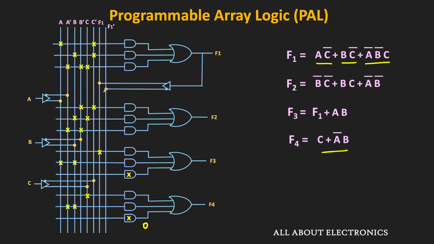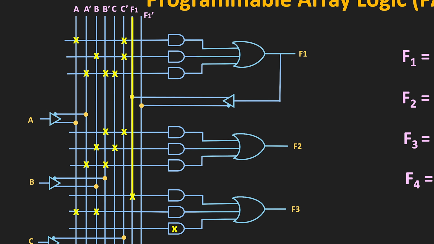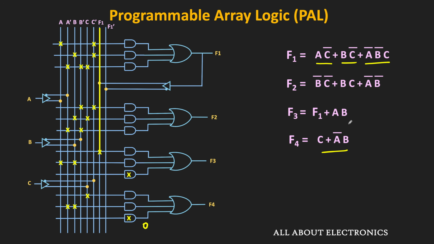So to implement this function F3, as you can see, the input F1 which is coming from the first output is connected to the first AND gate. That means the output of this first AND gate is equal to AC bar plus BC bar plus A bar B bar C, or that is equal to F1. Likewise, the second required product term for this function F3 is equal to AB. Therefore, the inputs A and B are connected with the second AND gate. And here, since the third gate is not required, all the interconnections of that gate will be kept as they are. That means now, this function F3 is equal to F1 plus AB.